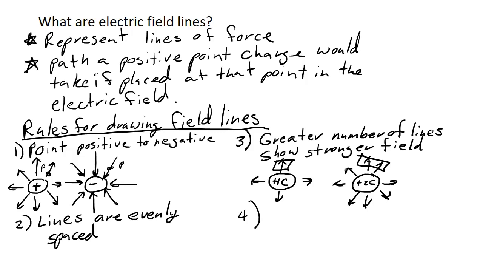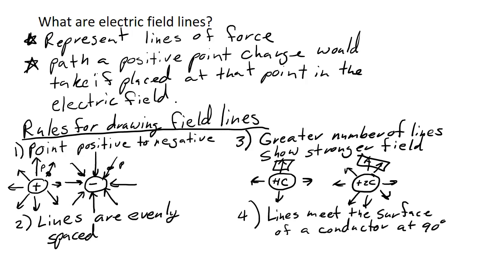The fourth rule is that the lines meet the surface of a conductor at 90 degrees. So if we were to visualize this, if I have a spherical conductor, maybe a positively charged spherical conductor, the electric field lines, if we were to zoom in, we would see that they all meet the surface of the conductor at 90 degrees. So let's apply these rules to more complex situations involving parallel plates and multiple charges.